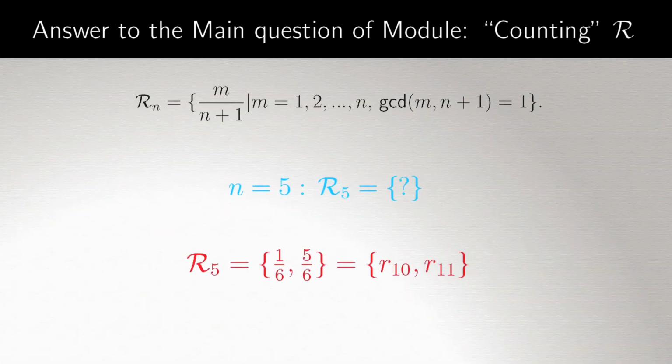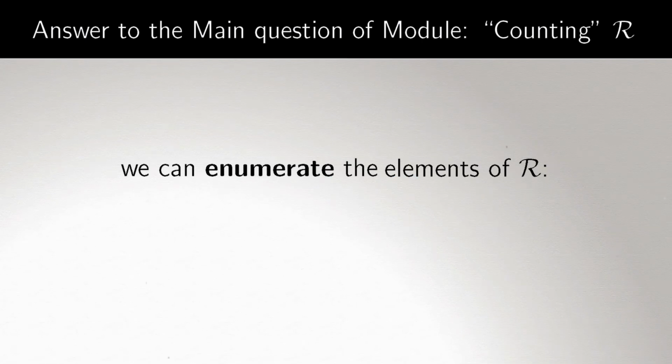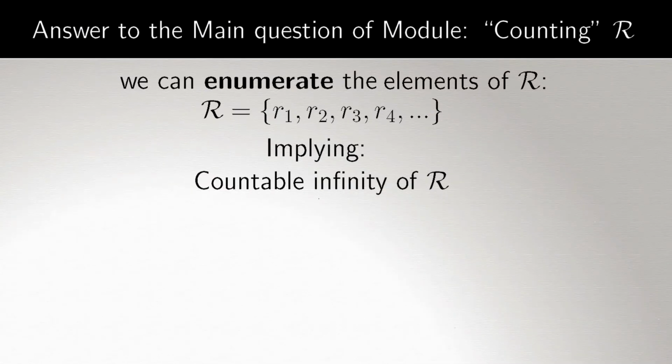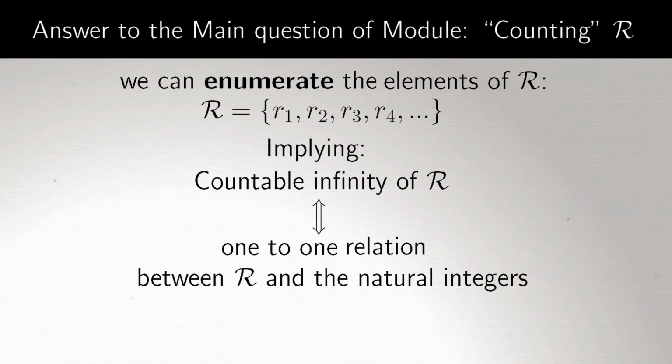Here is R5 consisting of two elements, R10 and R11. We can therefore enumerate all the elements of R as R sub 1, R sub 2, R sub 3, R sub 4, implying that the set R, the set of all rational numbers, is countably infinite. That is, there is a one-to-one relation between R and the set of natural integers N.